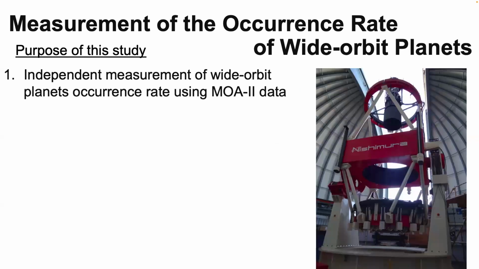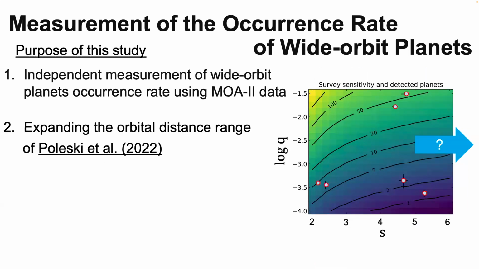Building on the previous study, our study has two main purposes. The first purpose is to perform an independent measurement of the wide orbit planet occurrence rate using the MOA-II data. And the second purpose is to expand the orbital distance range of the previous study.